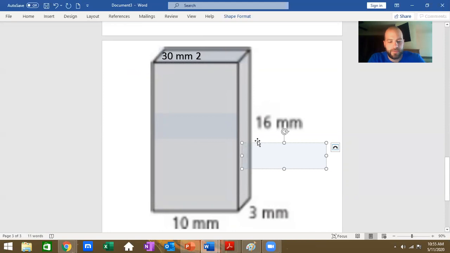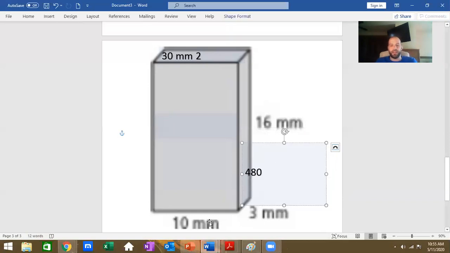So it's 16 times 30. What is 16 times 30? Well, 6 times 3 is 18. 1 times 3 is 3, plus 1 is 4. So that is 480. So that's my total answer.